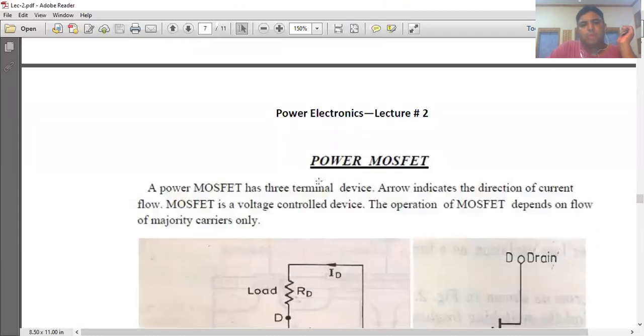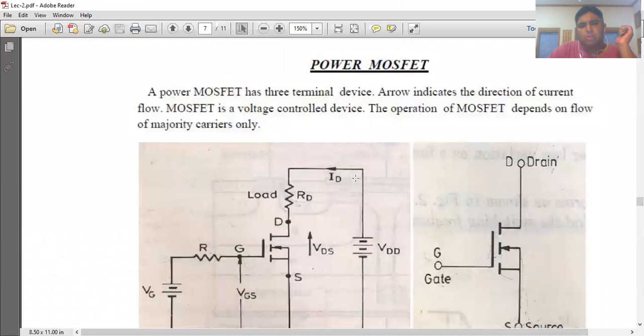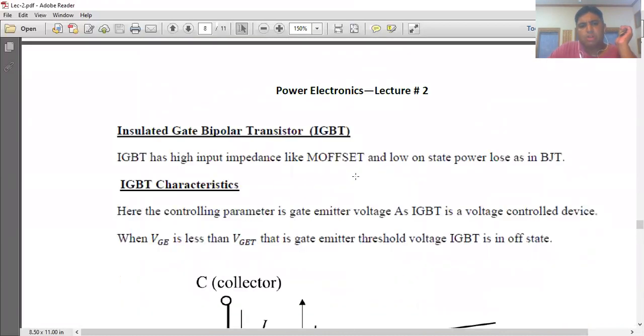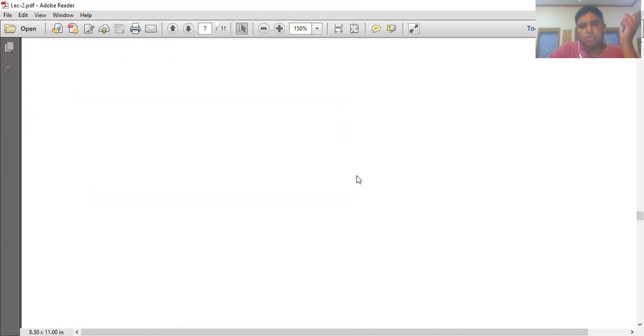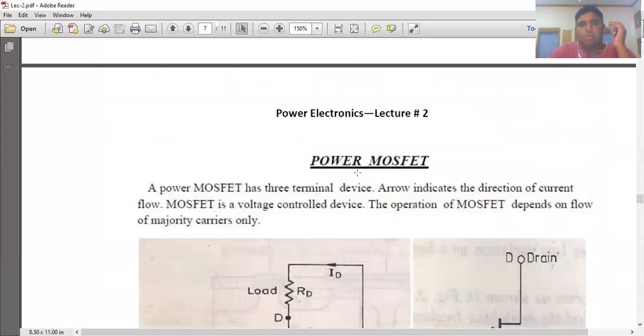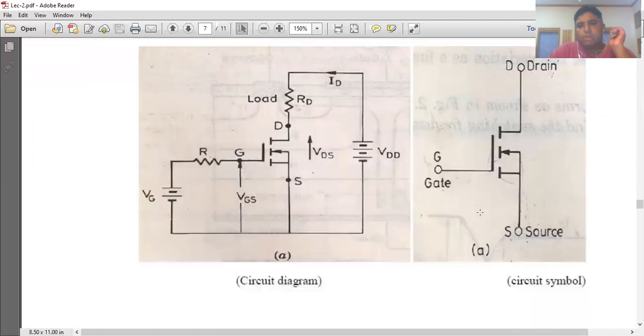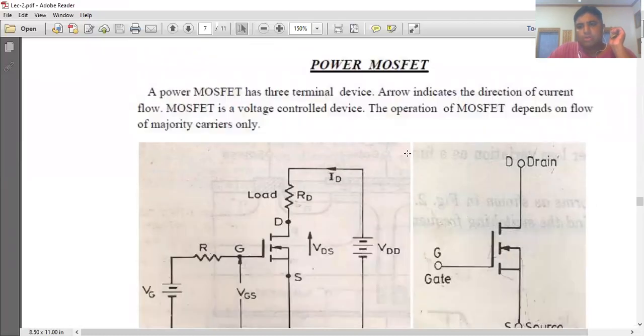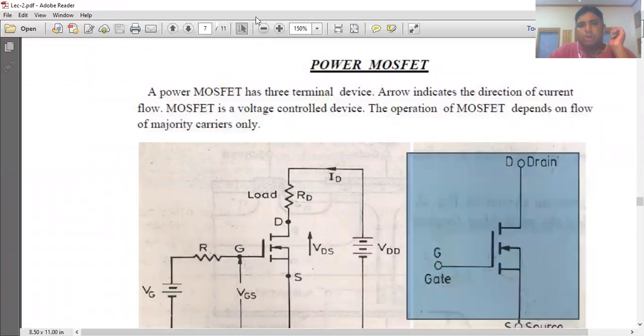Okay, what is power MOSFET? We will not discuss power MOSFET in detail. Power MOSFET and IGBT, insulated gate bipolar transistor, we will just discuss their basics only. A power MOSFET has three terminals. The arrow indicates the direction of current flow. MOSFET is a voltage control device. This is the symbol of a MOSFET.